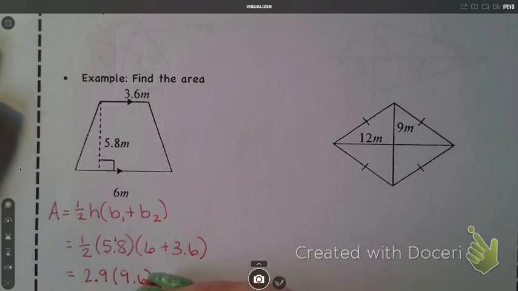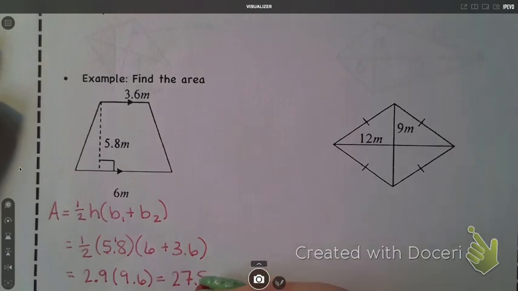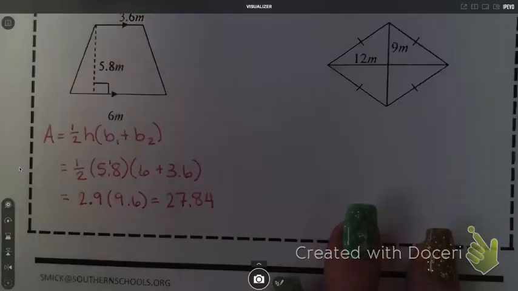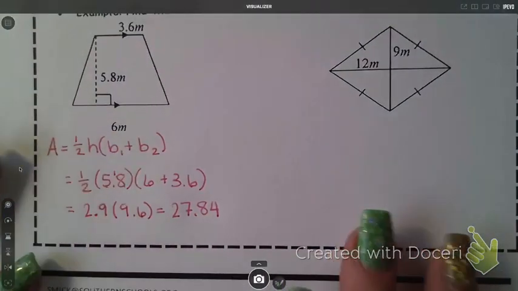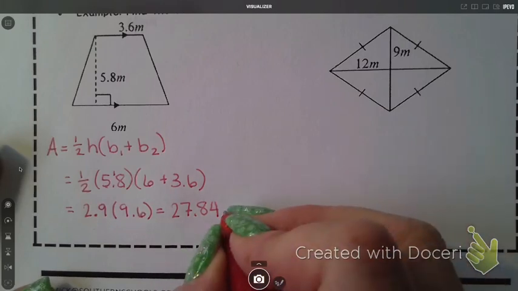And right now would be appropriate to use a calculator, and I'm going to tell you the answer is 27.84. And that is not rounded. Oops. Guys, tell me if I need to move up. Sorry. And this one units is meters squared.